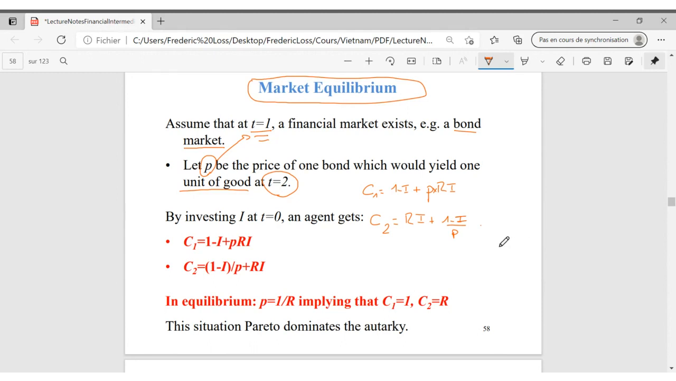But now the question is, what is the equilibrium price? What is the equilibrium price? Well, actually, there is only one possible equilibrium price, which is 1 over R. So I want to show you this.